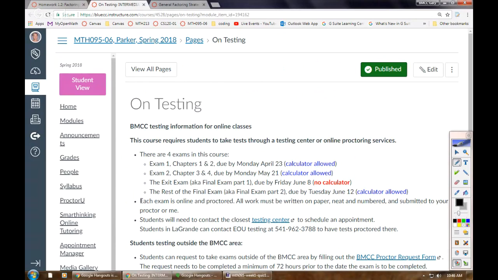These exams are online like your homework, except they're password protected. So you have to go to a proctor to take them. So either a testing center or you have to set up a proctor in some other way. See details below on this page. And very important, all work must be written on paper, neat and numbered, and submitted to me or your proctor. So if you take it at a testing center, they know to get it to me. You should remind them. If you do it with ProctorU, it's your responsibility to send it to me the day you take the test. This is super important.